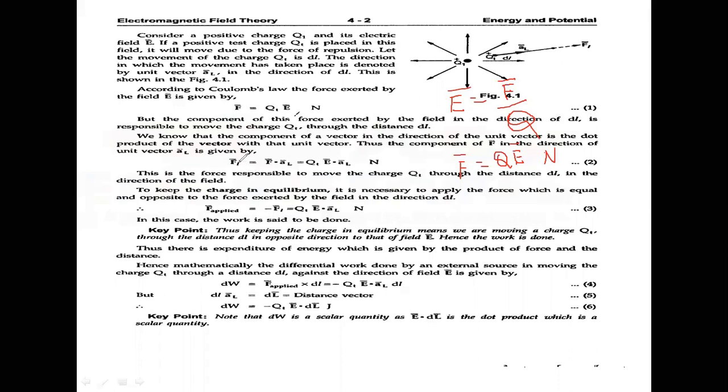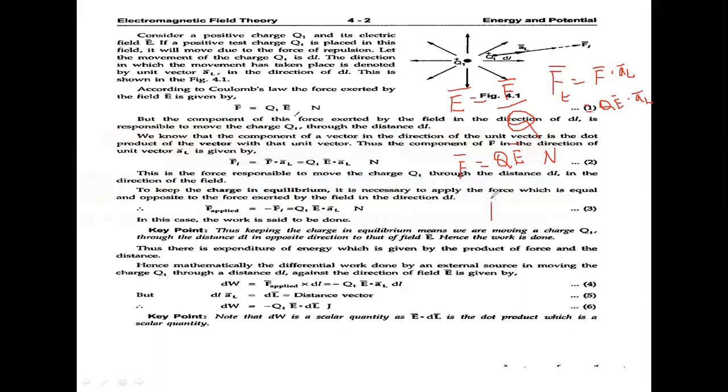Now, because it is in the direction of aL bar, the test charge force Ft bar is equal to the magnitude F bar dot aL bar, as the unit vector shows the aL bar direction, to the distance of dL. What is the F bar? We already got Q into E bar. So Q into E bar dot aL bar.